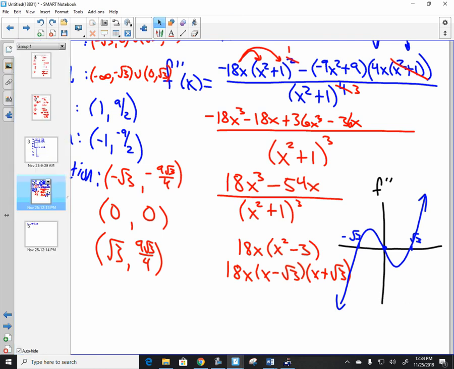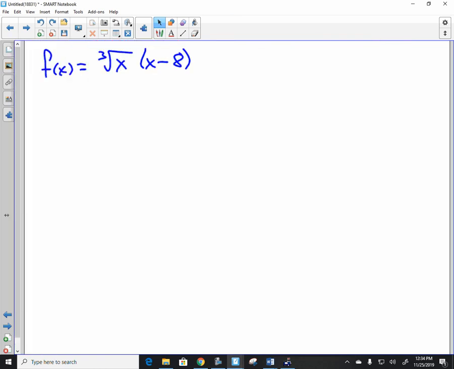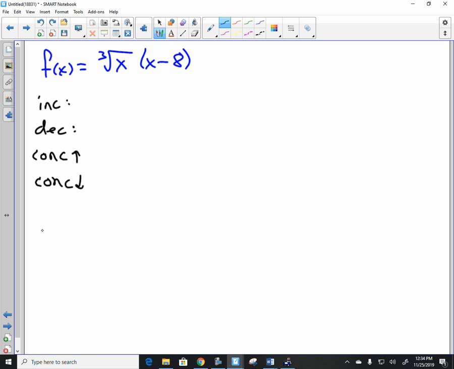Okay, flip back to your notes. You actually got through the more challenging one. Now we move on to the cube root of x times x minus 8. Okay, cube root of x times x minus 8. Increasing, decreasing, concave up, concave down, max, local min, and inflection.